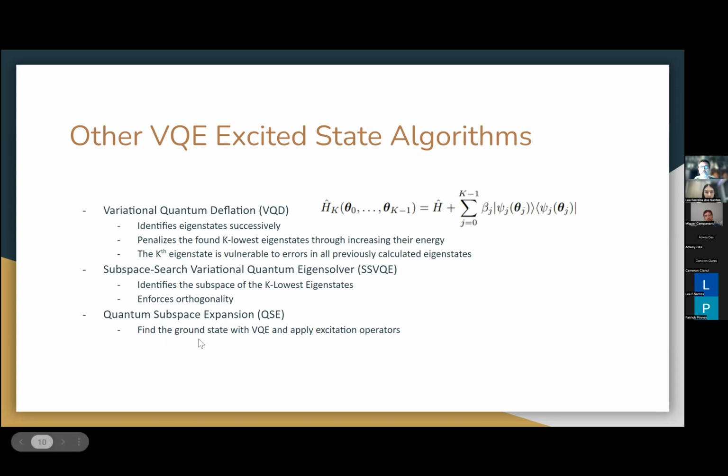And one of the other popular ones is the quantum subspace expansion, where you basically start out by finding the ground state, and then you know enough about the system to apply excitation operators. Essentially, you need to find something similar to a ladder operator so you can excite the state over and over again. After you find the ground state, you kind of know everything else in the spectrum because you already have that operator, and you just use a quantum system to calculate it faster. So those are other excited state variational quantum eigensolver algorithms that I've found. Let me know if you have any questions on those.